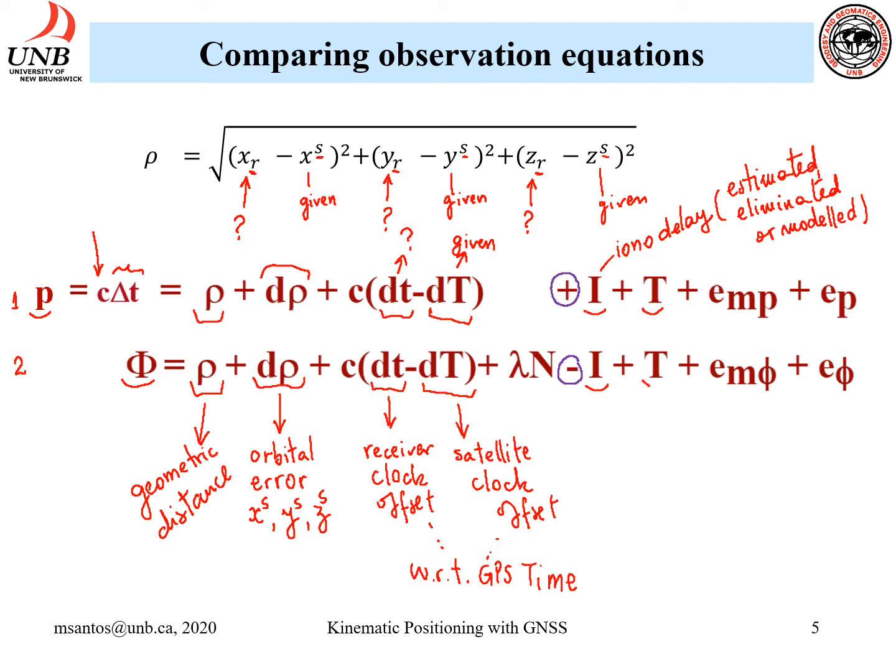The term T means the tropospheric delay, tropo delay, and it will have to be either estimated or modeled. Well, we can basically say the same about the tropo delay: estimated, eliminated, or modeled.